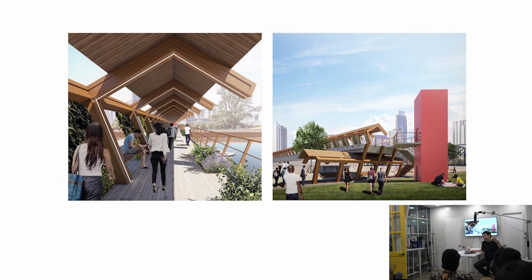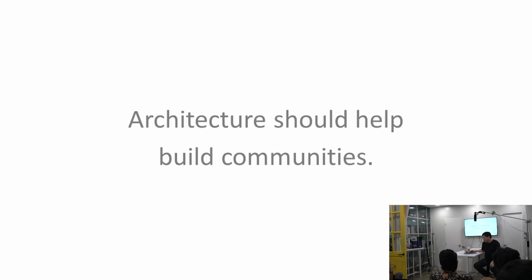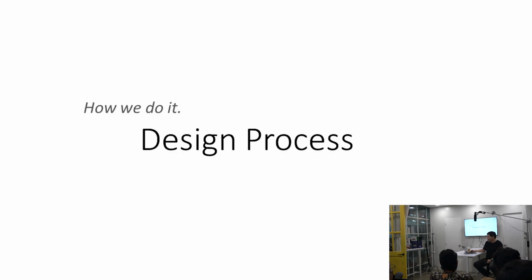By bringing attention to the bridge, you're also bringing attention back to the plight of the river. And so our idea was to get people more used to this by creating a series of activities, a series of programs, and making the bridge not just a crossing point, but a connecting element for both sides of the river. And in this way, the next principle is that architecture should help build our communities.